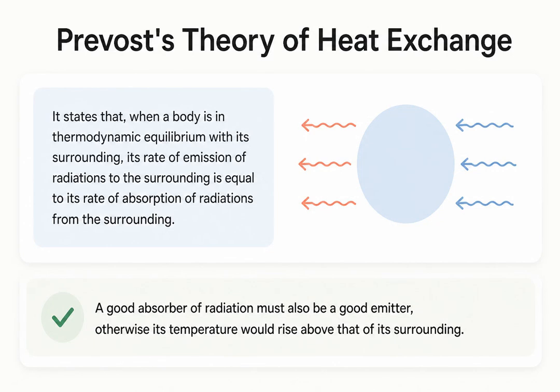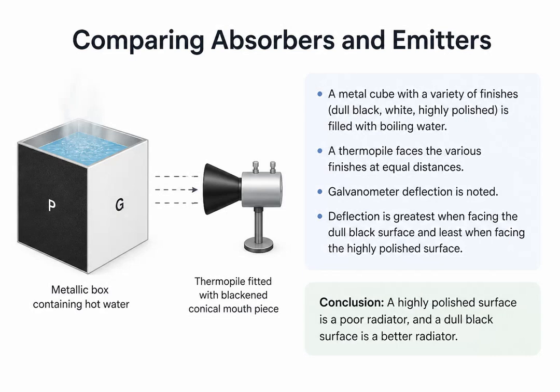This brings us to a foundational concept, Prevost's theory of heat exchange. Prevost stated that when a body is in thermodynamic equilibrium with its surroundings, meaning it is at a constant temperature, its rate of emitting radiation perfectly equals its rate of absorbing radiation. A profound conclusion from this theory is that a good absorber of radiation must inherently be a good emitter. If it weren't, it would absorb more heat than it gives off, and its temperature would continuously rise above its surroundings, breaking equilibrium.